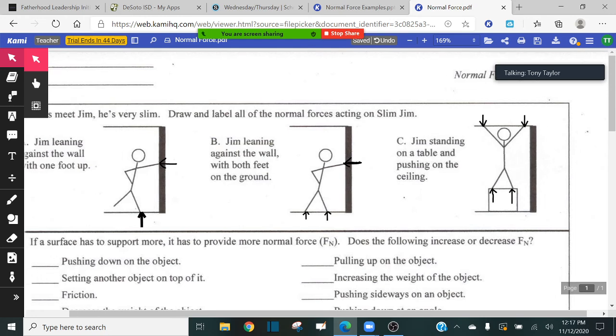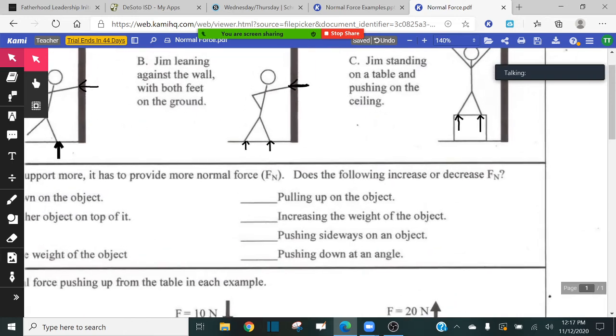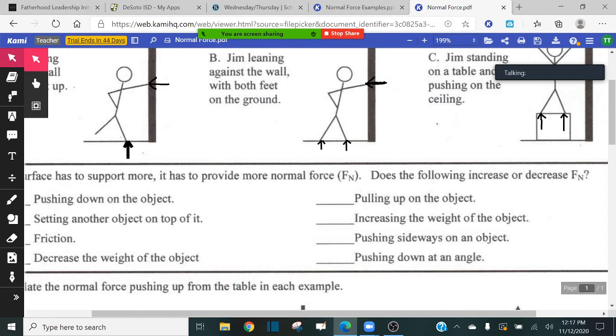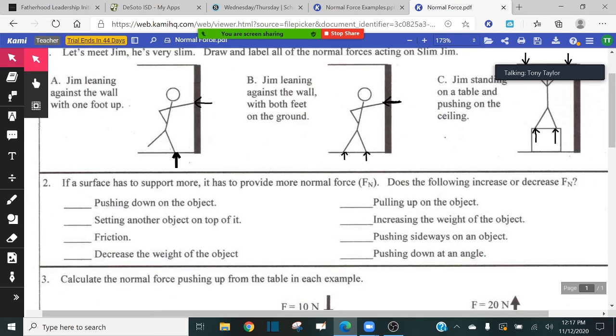All right, let us just talk about a few more things before I end this Zoom call. Now let's look at number 2. Some of these situations we've already talked about. I just want to be sure everything is clear to you all. If a surface has to support more, it has to provide more normal force. Does the following increase or decrease the normal force? What does pushing down on an object do? We already talked about this.